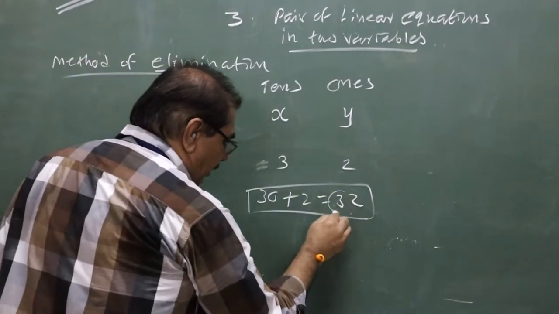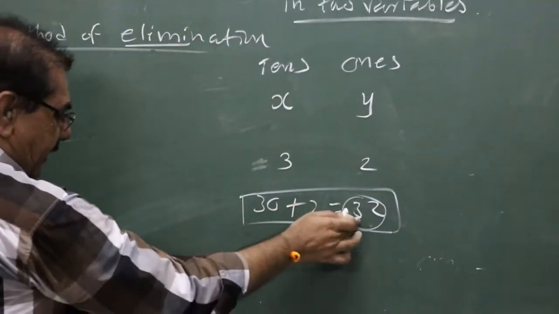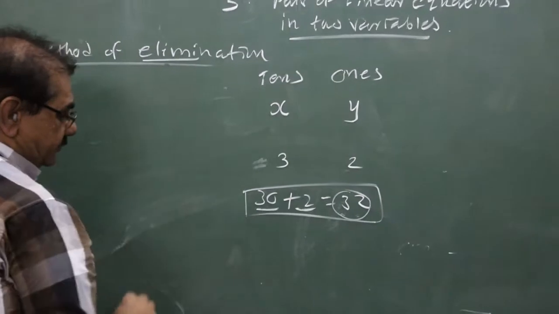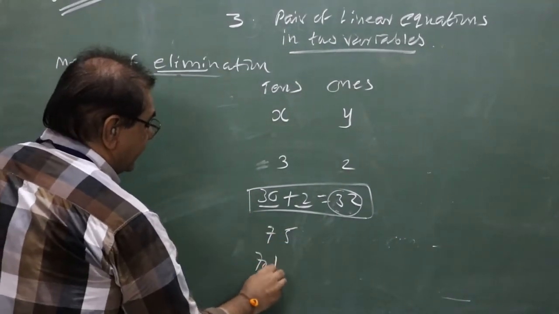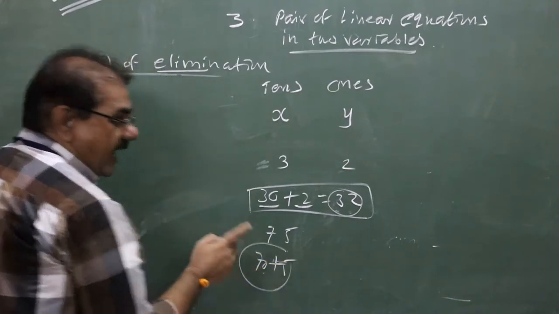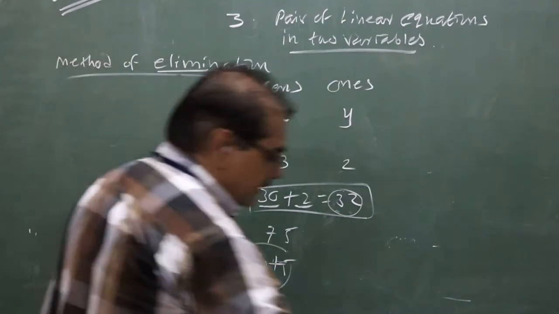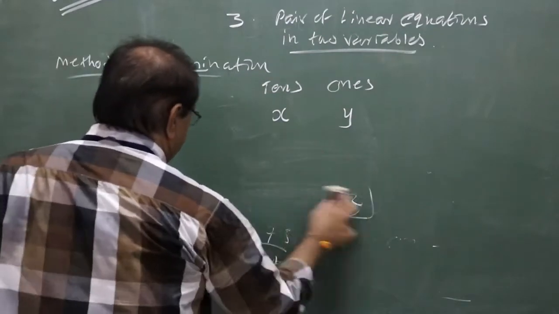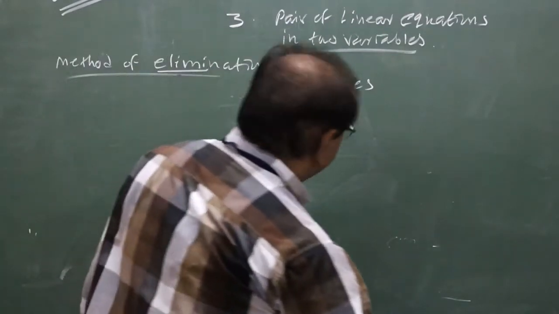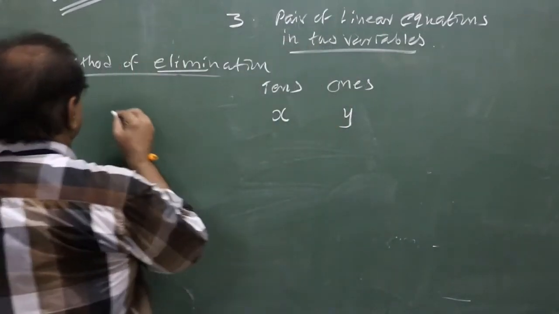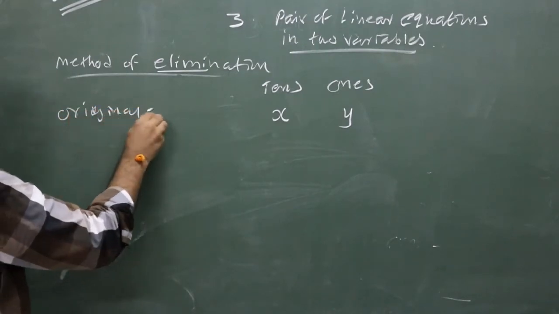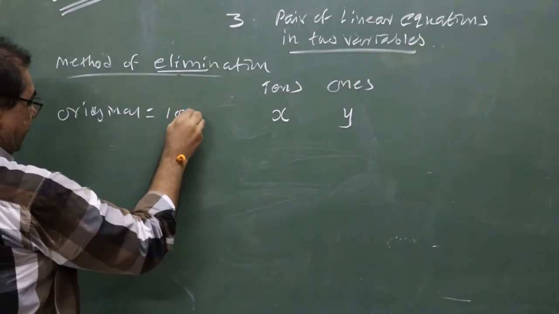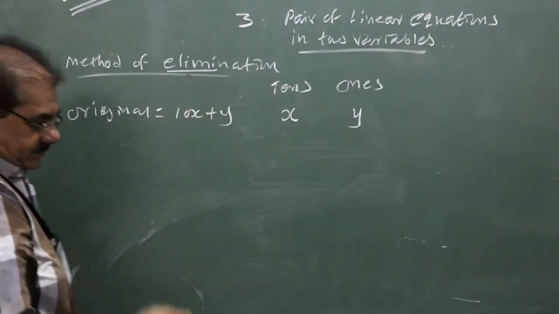So we will not call the number this way, we will call it 32 as 30 plus 2. If it is 75, then I will say it is 70 plus 5. This way I will explain the number, okay? So here x and y are the digits at the tens and ones places. The original number is 10x plus y. Got it?